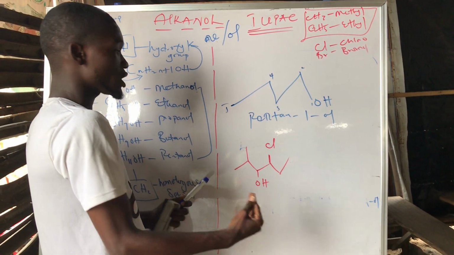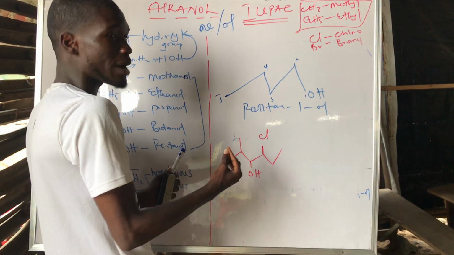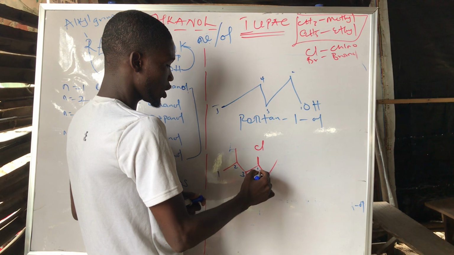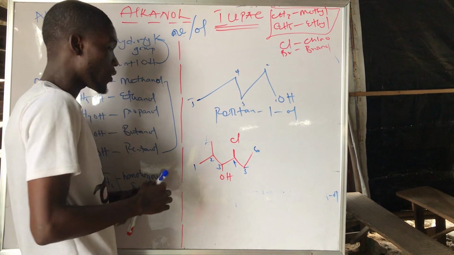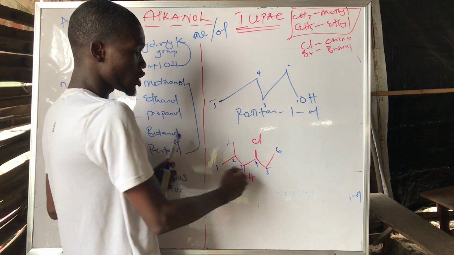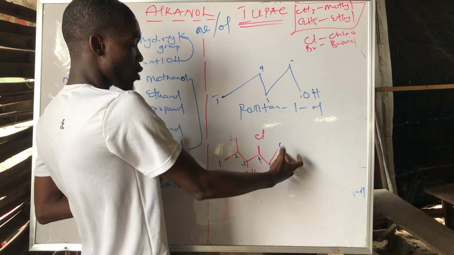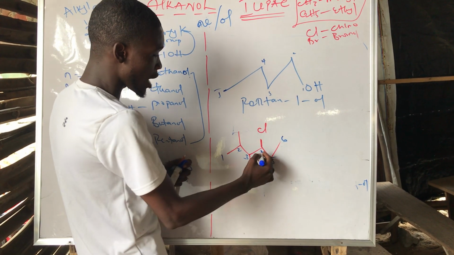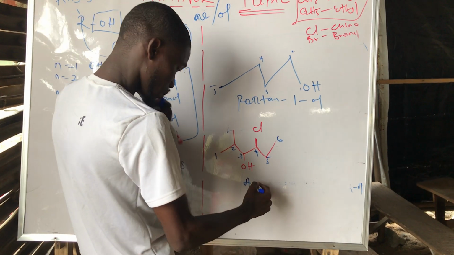You consider both the left and right to check the lowest number attached to the substituent. So if I should have 1 here, 2, 3, 4, 5, 6. Our 6 is what? Hexanol. And the number attached to the functional group is what? 3. So let's start from the right and let's see. 1, 2, 3, 4. So you are going to pick from what? Left. So with this now, we have 4 chloro.